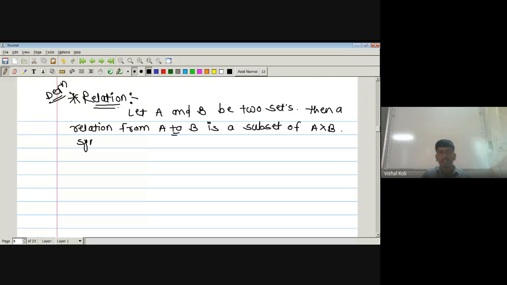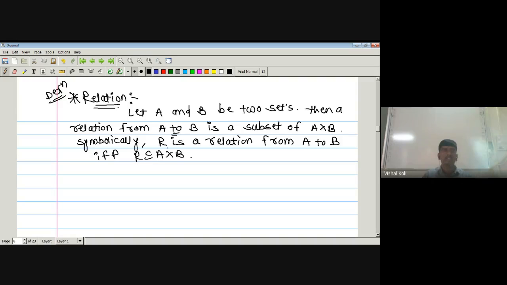Symbolically we can write it as: R is a relation from A to B if and only if it is a subset of A cross B. That is, R is a subset of A cross B. If R is a subset of A cross B, then it is a relation from A to B. And if it is a relation from A to B, then it must be a subset of A cross B. So it will be an if and only if statement.